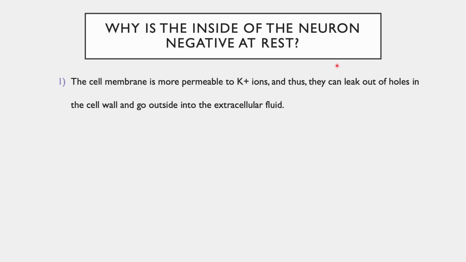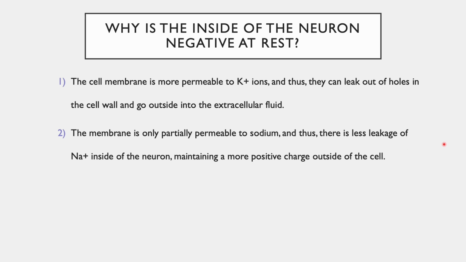So, why is the inside of the neuron negative at rest? We know that the cell membrane is actually more permeable to potassium ions, and thus they can actually leak out of holes in the cell wall and go outside of the neuron into the extracellular fluid. We're going to talk about these specialized channels that are selectively permeable to the potassium ion.